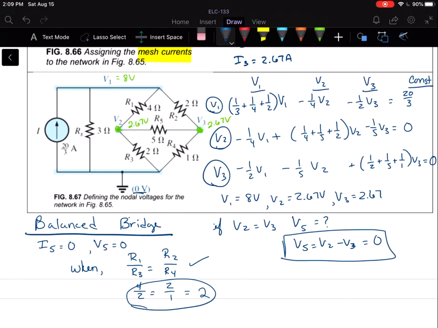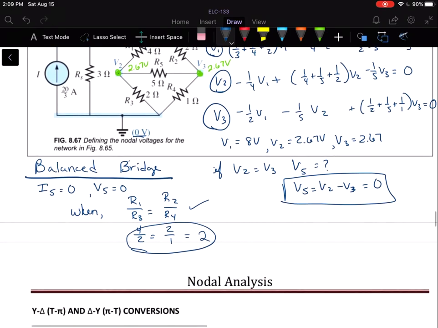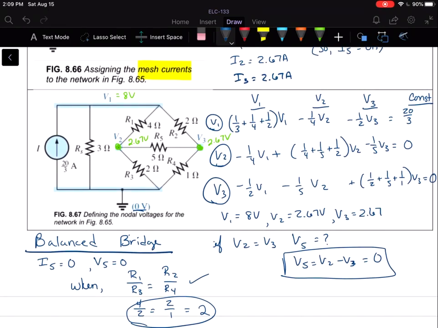We actually use that in several different circuits. For instance, smoke alarms have this sort of configuration to try to determine when the voltage level is different across that R5, and so on. So that is our bridge. You can use mesh analysis or nodal analysis to solve for your bridge circuit.